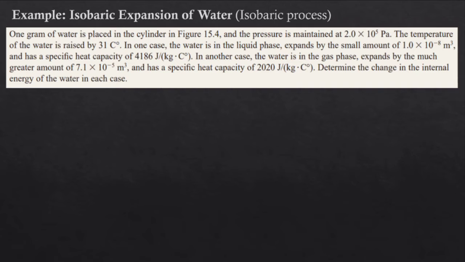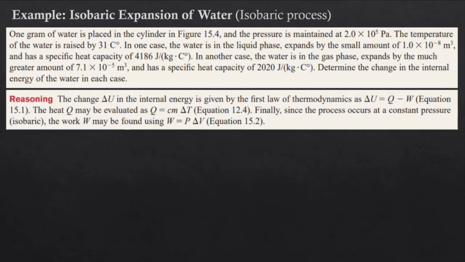In one case, the water is in liquid phase, expands by the small amount of 1.0 times 10 raised to the power of negative 8 cubic meter and has a specific heat capacity of 4,186 joules per kilogram degrees Celsius. In another case, the water is in the gas phase, expands by the much greater amount of 7.1 times 10 raised to the power of negative 5 cubic meter and has a specific heat capacity of 2020 joules per kilogram degrees Celsius. Determine the change in the internal energy of the water in each case, that would be in the liquid phase and in the gas phase.